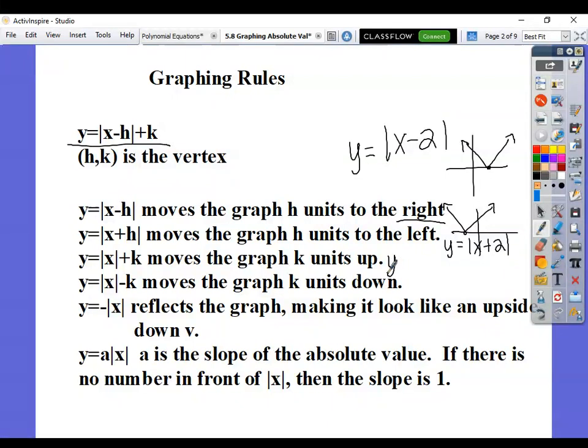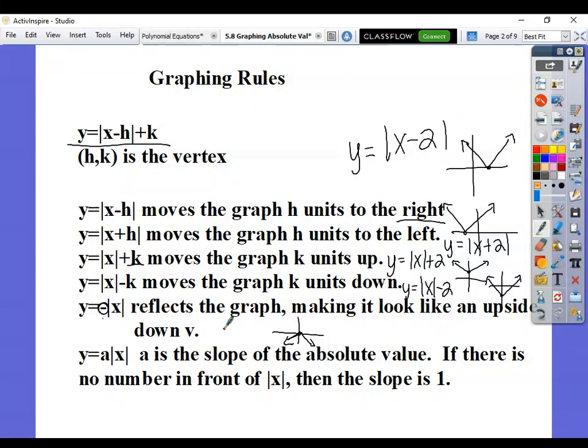Then the number on the outside, k, shifts the graph up or down. So if I had plus 2, it shifted up. If we had minus 2, that would shift it down 2 units. And then this negative in front, for this one, reflects the graph, making it look like an upside down V. So a reflection would look like this.